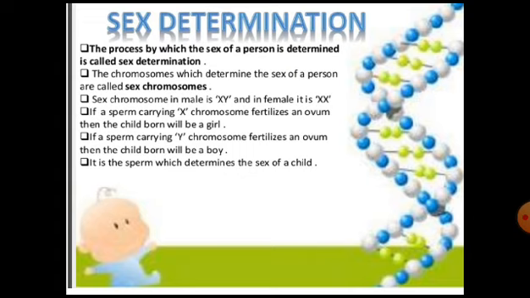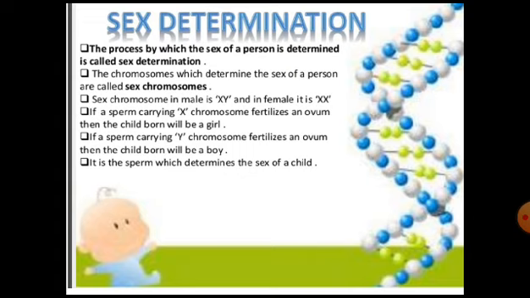Similarly, there is sex determination, that is how the sex of an individual is determined, how we can say that this is a female or this is a male on the basis of its genotype, not on the basis of external features, that is phenotype. The process by which the sex of a person is determined is called sex determination. The chromosomes which determine the sex of a person are called sex chromosomes. Sex chromosomes in males, as you all know, are XY. Likewise in females, it is XX.